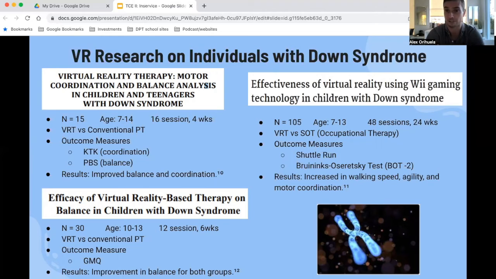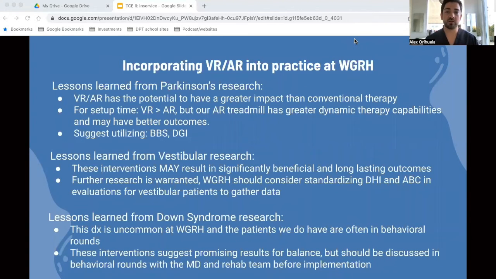So virtual reality does have a great impact on the quality of life for children with Down syndrome and their just overall functional potential. So after looking at all of the research and the findings summarized from the project, we can begin to look at how to put these lessons into practice at West Gables Rehab Hospital.